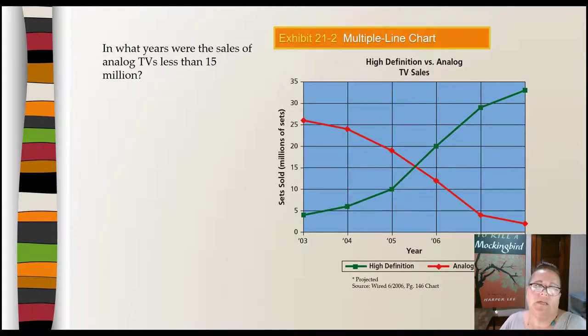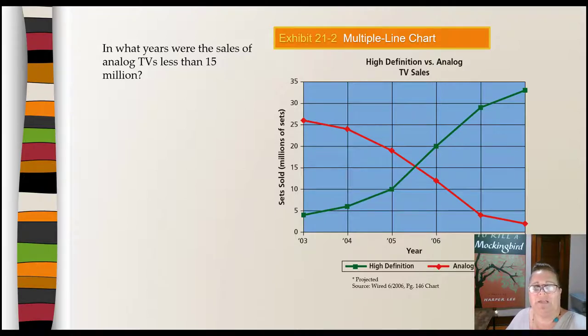So in what years were the sales of analog televisions less than 15 million? Well, many of you probably have never had anything but an HD TV, which we now call standard definition. And HD and 4K are coming up, but it wasn't much more than 5-6 years ago that we didn't have an HD TV. So everything was considered to be high definition.